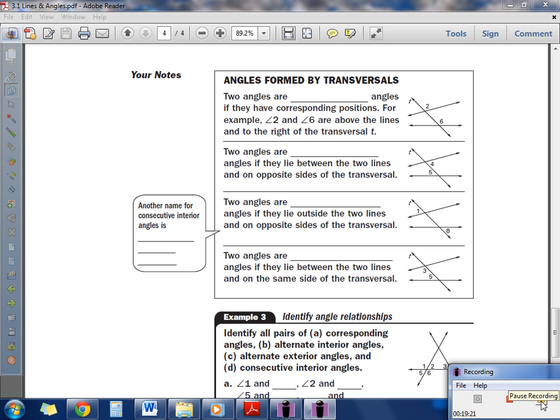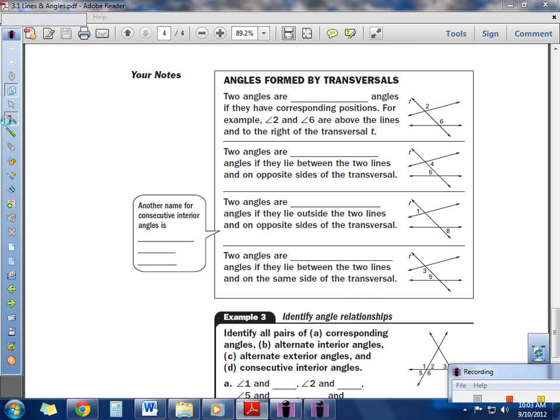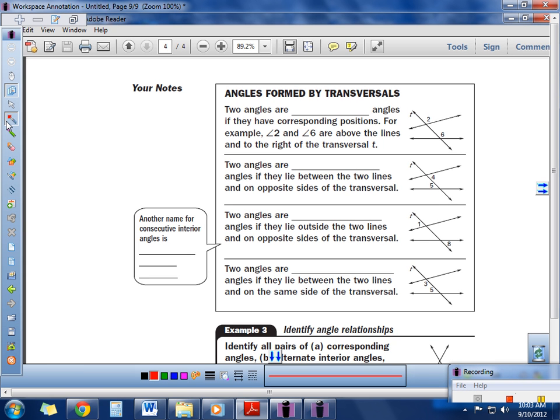This next part just wants you to quickly identify what's going on in the picture. So we came up with angle pairs earlier. We talked about corresponding, alternate interior, alternate exterior, consecutive interior. It wants you to use those terms to fill in these blanks. So really, you shouldn't even need to read this paragraph. You should be able to look at the picture and tell me, are they corresponding? Are they alternate interior, alternate exterior, or are they consecutive?